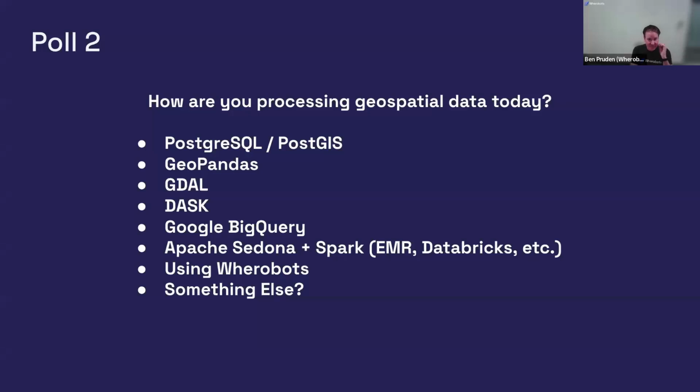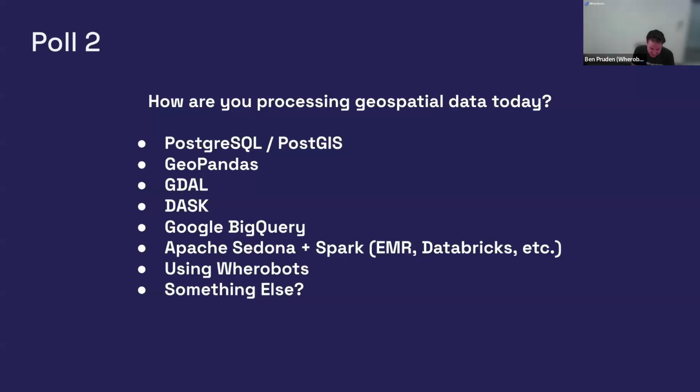So how are you processing geospatial data today? There's lots of different ways to do it. We understand that. We appreciate that. So, are you using Postgres or PostGIS? Are you using GeoPandas or GDAL or Dask? Are you using BigQuery? Are you using another Sedona on Spark type deployment?